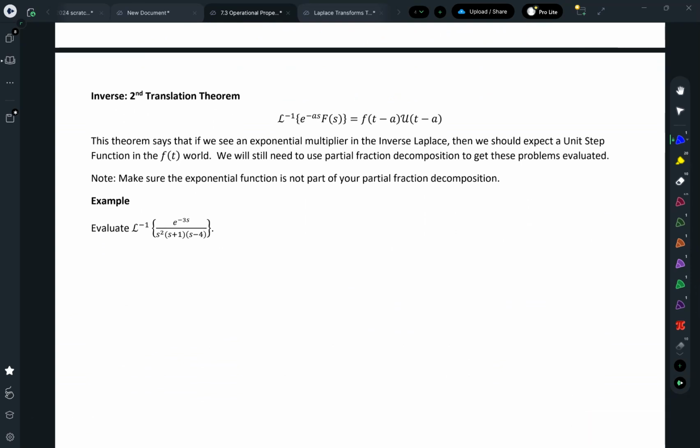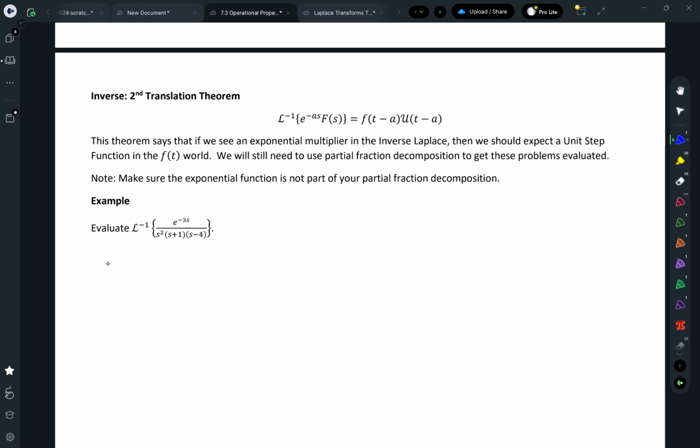If we take the Laplace inverse of e to the minus as, big F of s, it will equal little f of t minus a, u of t minus a. And so this is saying that if we see an exponential multiplier in the inverse Laplace, then we're going to expect a unit step function in the f of t world. It means we're still going to need a partial fraction decomposition when dealing with these. And we need to make sure that the exponential function is not actually part of the partial fraction decomposition. So this will be a good chance to review once again how to handle these partial fraction decompositions.